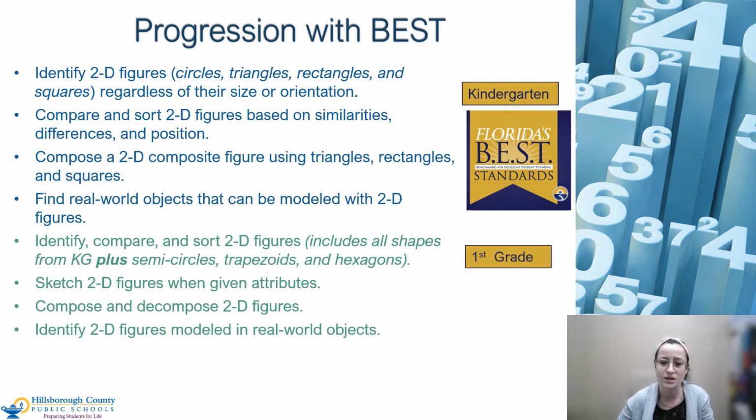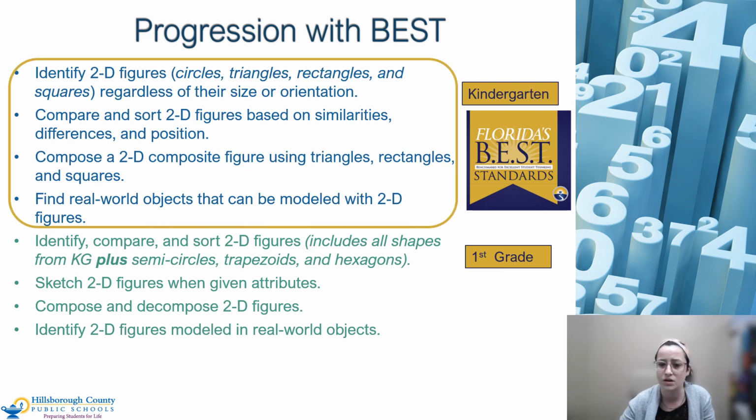This learning is built on in first grade, where students continue to identify, compare, and sort 2D figures. They'll have all the figures from kindergarten, plus semicircles, trapezoids, and hexagons. In first grade, students will be expected to sketch a 2D figure with specific attributes. They'll compose and decompose 2D figures, and continue to identify 2D figures modeled in real-world objects. This video is going to focus heavily on the kindergarten benchmarks, identifying by different attributes and composing composite figures with 2D figures.